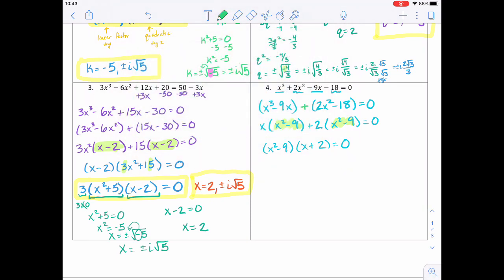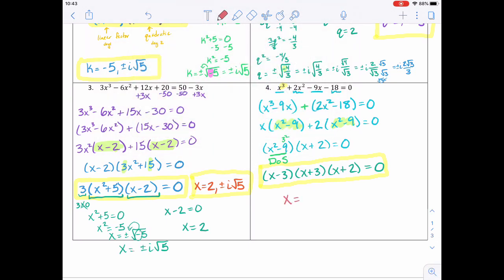If we look at this quadratic term, this is a difference of squares, which I'm going to abbreviate DOS. So we can continue to factor this. 9 is really 3 squared, and so this is actually going to factor into x minus 3, x plus 3, times x plus 2 equals 0. This is actually a really nice factorization because this cubic, remember cubic means degree 3, this cubic factors into 3 linear factors, which makes solving for us much easier.